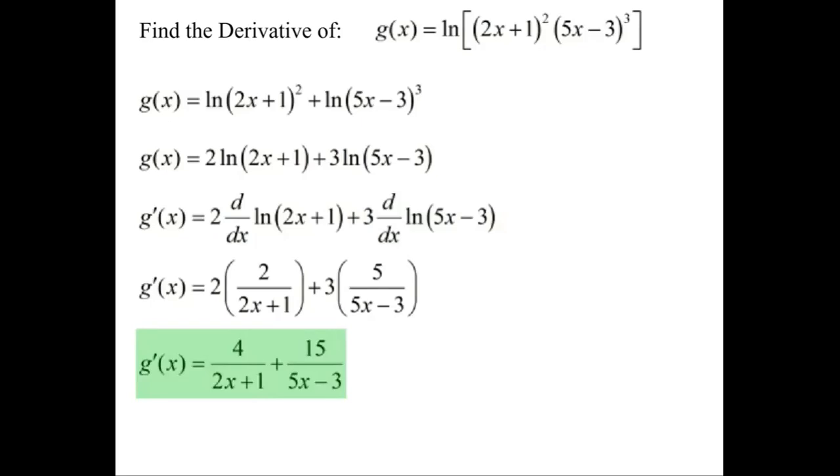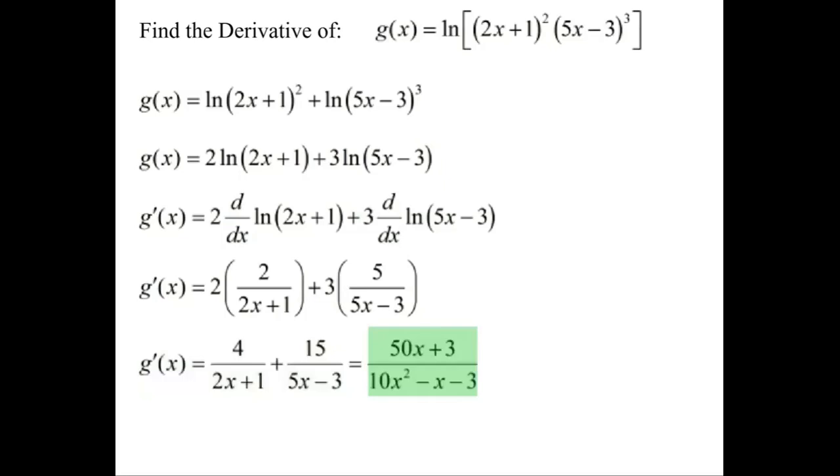Finding the common denominator and adding like terms, we write the expression as 50x plus 3 over 10x squared minus x minus 3. Either answer is acceptable. Okay, let's try the final example.